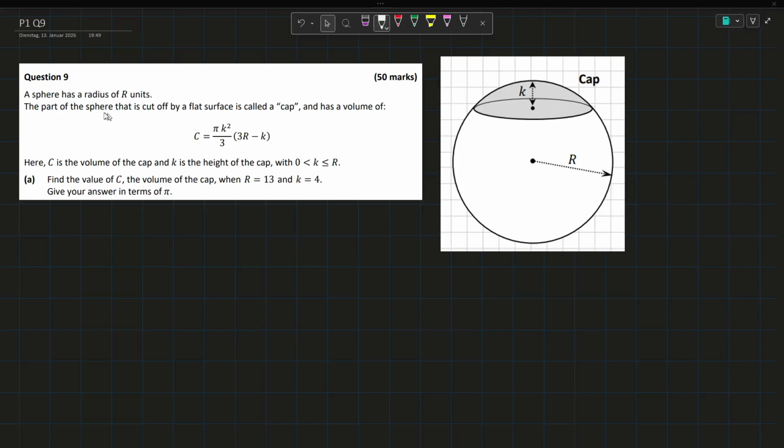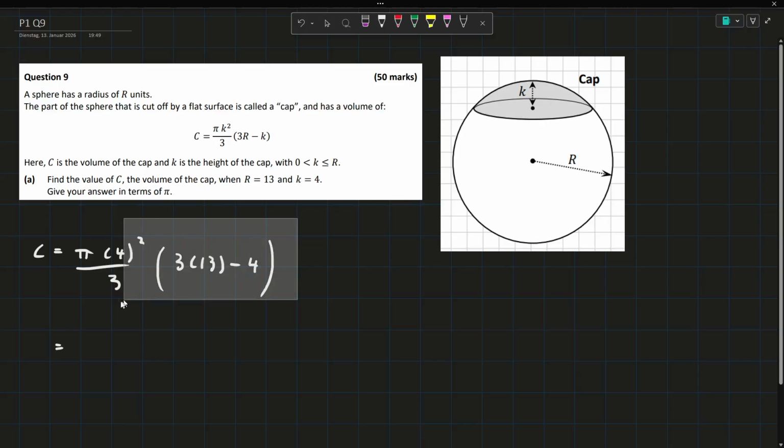This is 2024 paper 1 question 9, and we're basically given an equation and we just have to sub in. We're told to find c, the volume of the cap, when r is 13 and k is 4. So c will be equal to pi, and then k is 4, so we'll have times 4 squared over 3 times 13 minus 4. And you can just put that into your calculator.